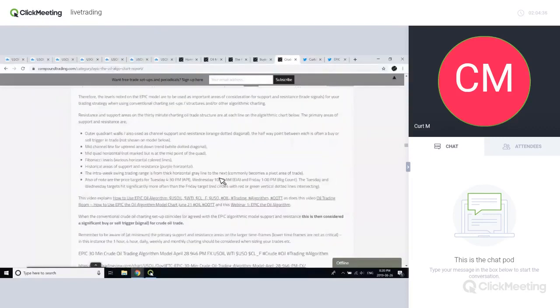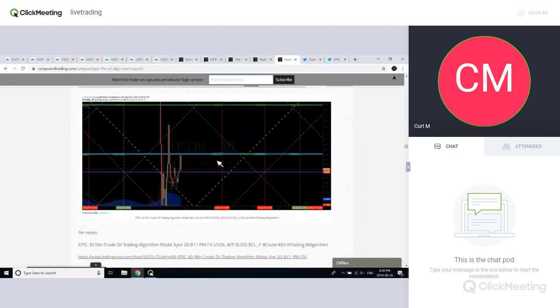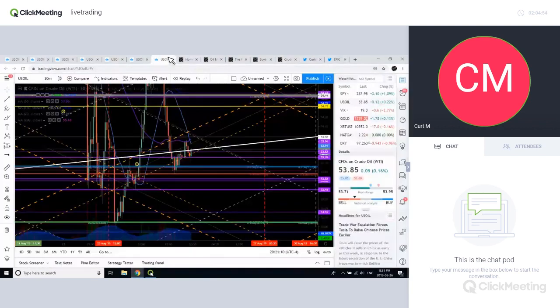Now, what's really critical in my opinion is that a trader not only goes through these reports but has them available at all times while trading, because you want to know where the key support and resistance areas are on all conventional and algorithmic models. Really important in your trade.